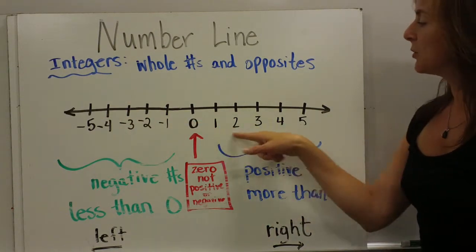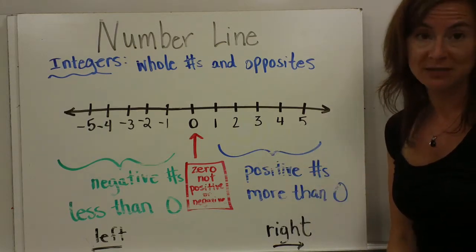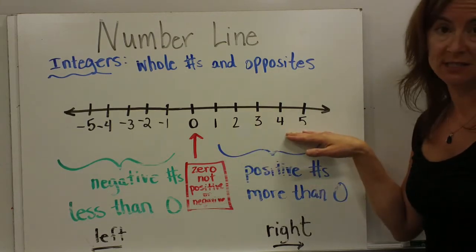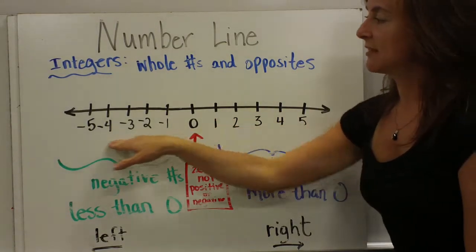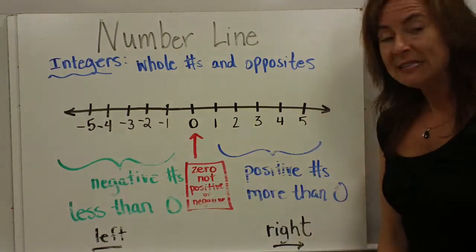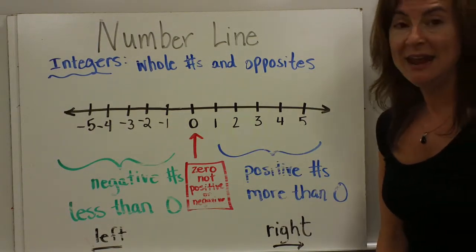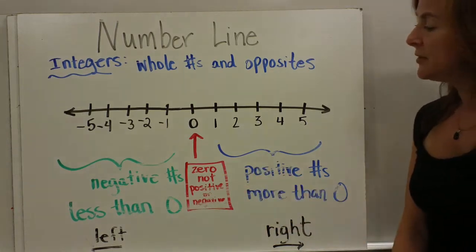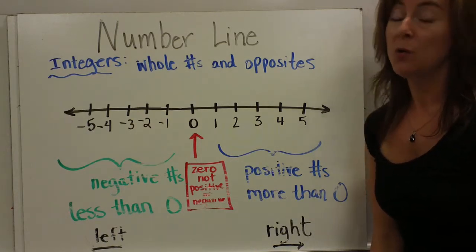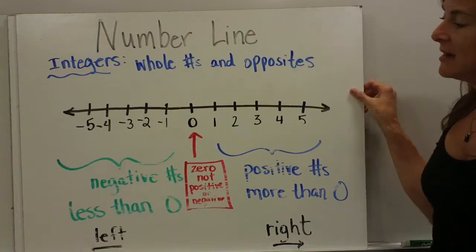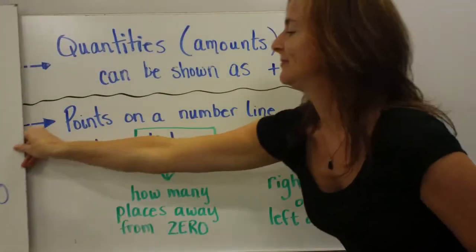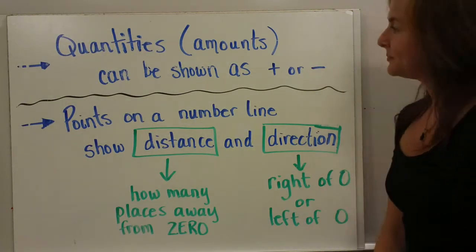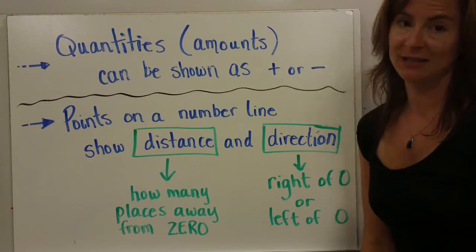The integers that go to the right of 0 are considered positive numbers or positive integers, and these numbers have a value that is greater than 0. Numbers that go to the left of 0 on a number line are negative numbers or negative integers, and they have a value that's smaller than 0, that's less than 0. 0 is neither positive nor negative. It has not a positive or a negative value. Quantities, or amounts of things, can be shown as positive or negative.